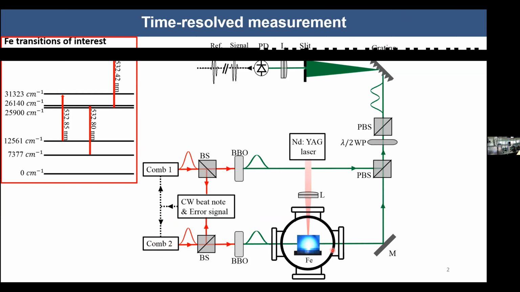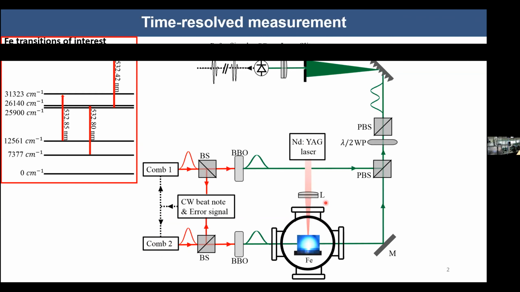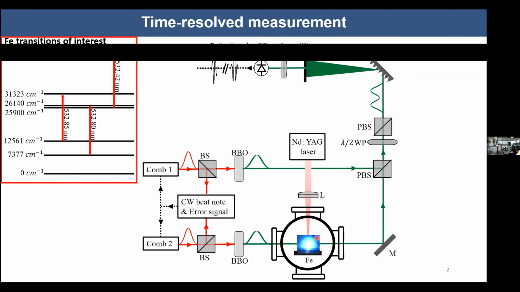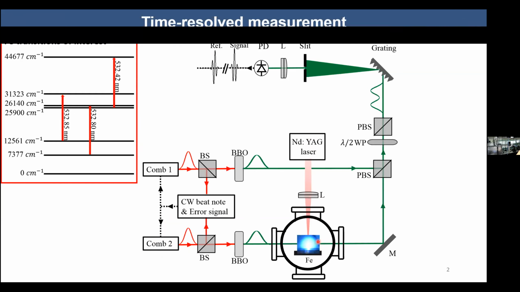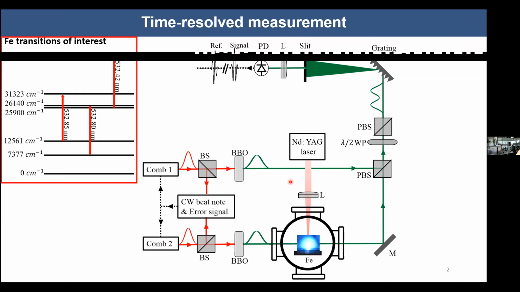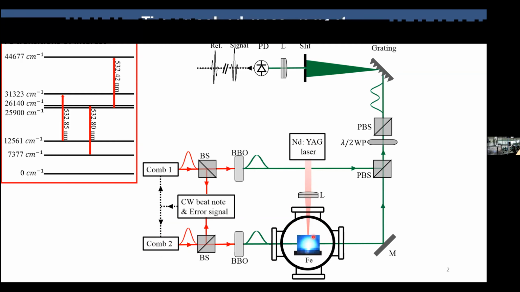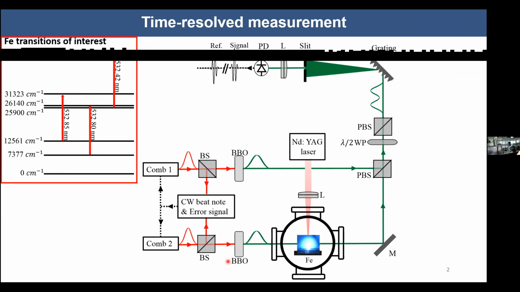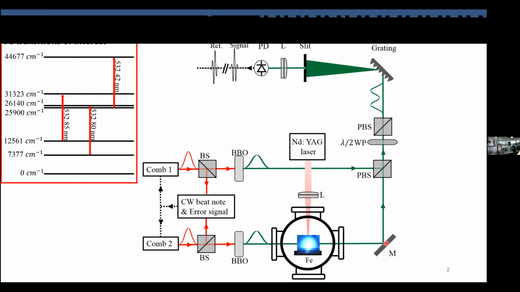So this is the chamber. We use this Nd:YAG laser to ablate it to create the ion plume or ion plasma. If it's a solid, it's hard to do absorption. So this technique can ablate it into a gas form such that the light can go through it. Then once it goes through this plasma, some of the light is absorbed.